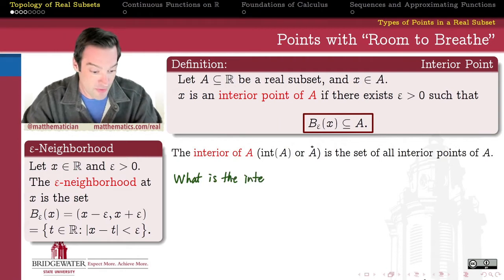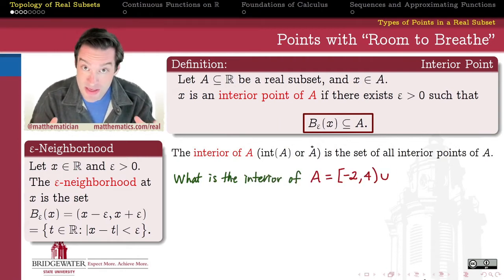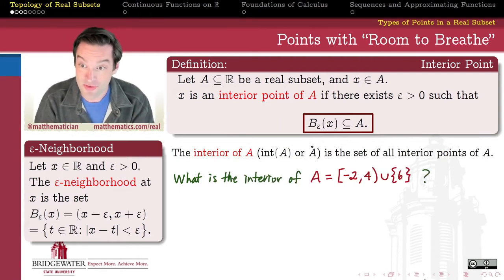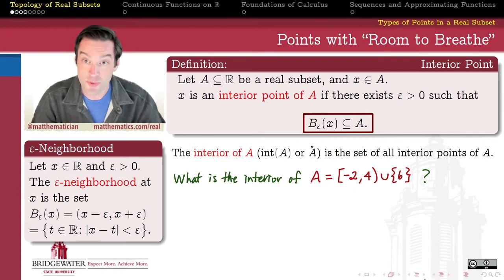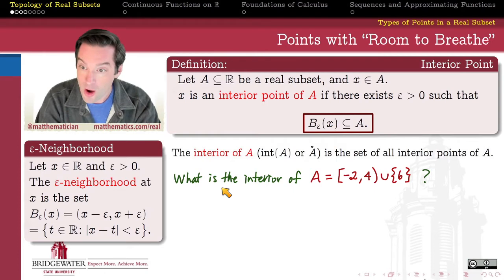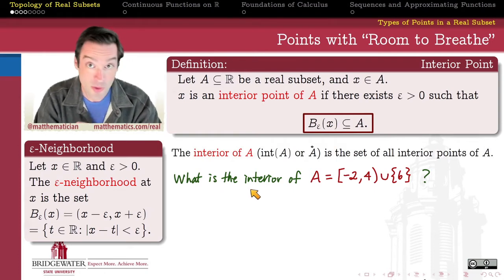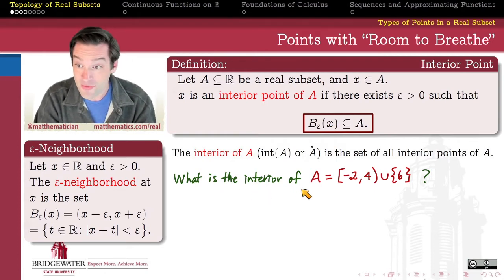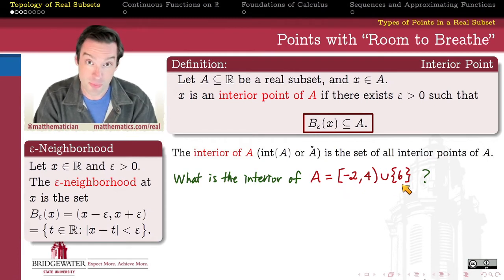If I take the set of all points inside of A which get to be interior points, all of them that satisfy this definition, we get a set called the interior of A. So let's see if we can determine what are all of the interior points, in other words, what is the interior as a set, of the set A, which is the interval from -2 to 4, inclusive of -2, union together with the singleton point at 6.